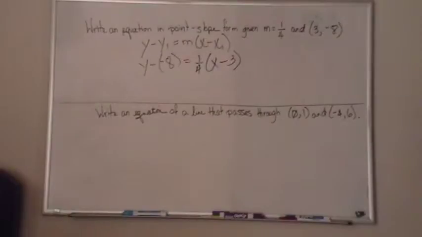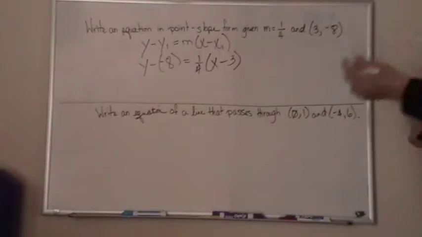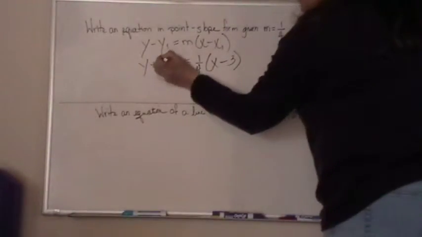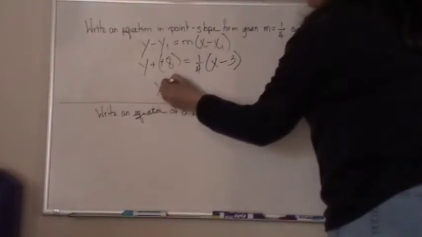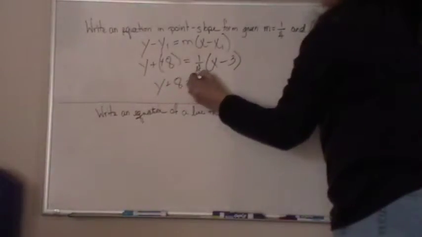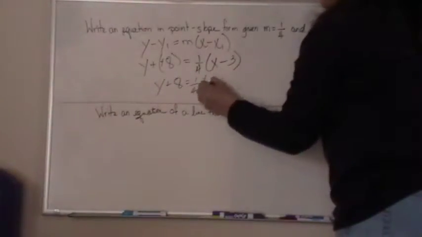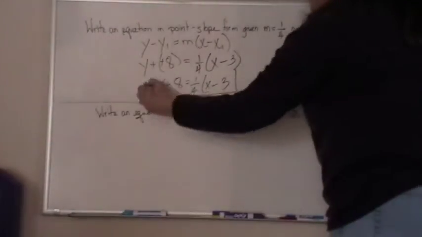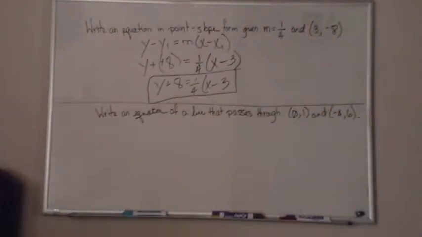We are almost done with getting this in point slope form. The only thing I'm going to do is make this plus a positive and just simplify. Y plus 8 equals 1/4 times (x minus 3). And this is my equation for that line in point slope form. Whoops, I forgot a parenthesis there.